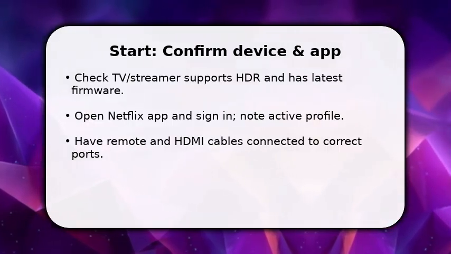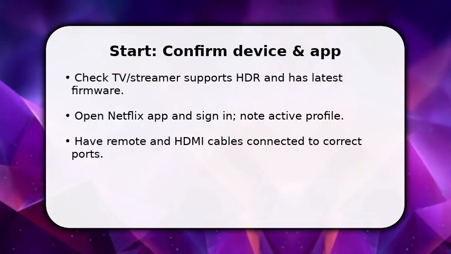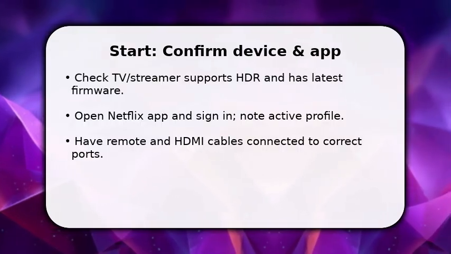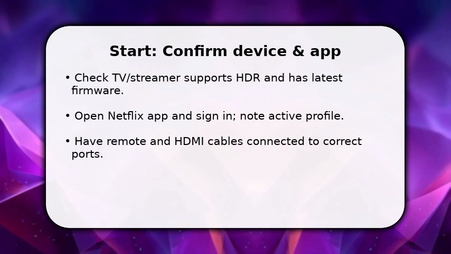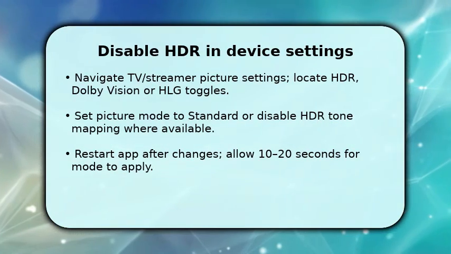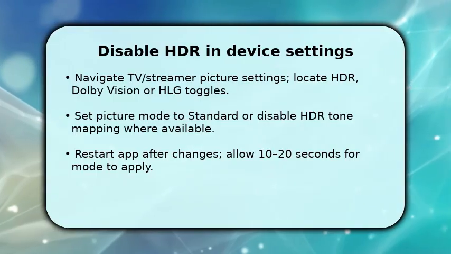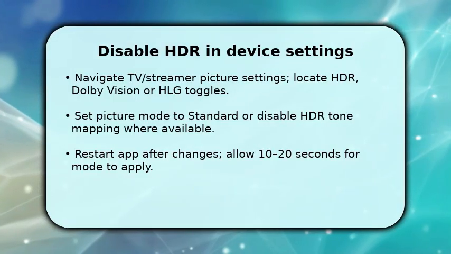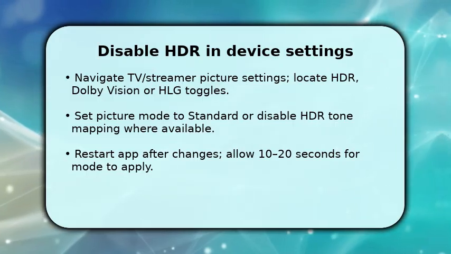Keep your remote handy and ensure HDMI is in the TV's HDR-capable port, so you can change inputs and menus without interruption. You now go into the TV or streaming device picture options to switch HDR off. This is where Netflix respects the display's signal.